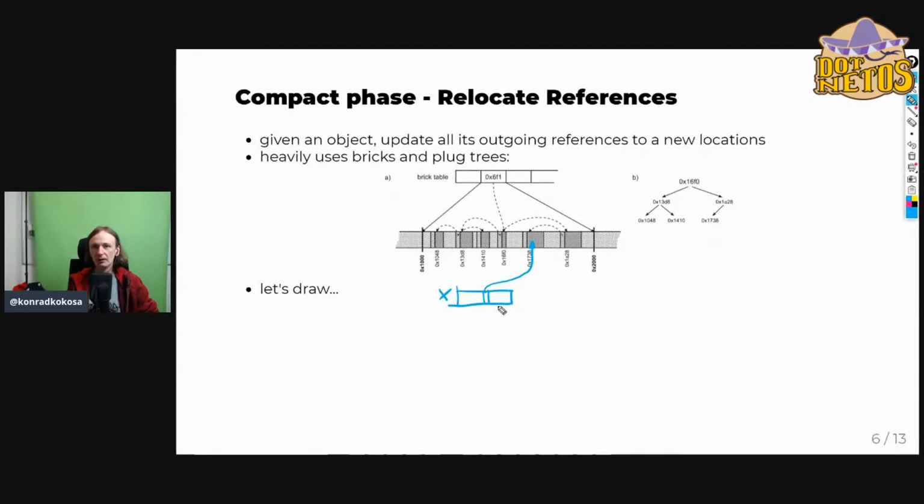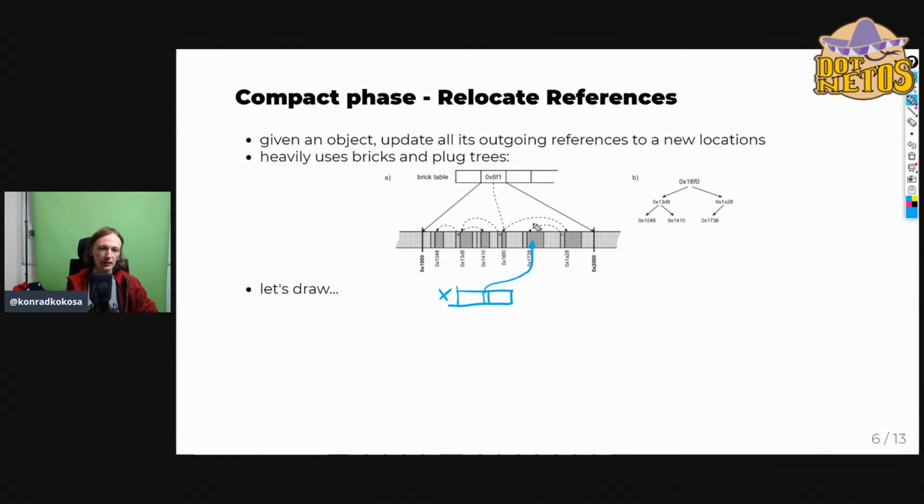Obviously JIT metadata knows where the outgoing references from objects are, so GC knows the offsets of outgoing references. So when considering this particular object, it will know that, okay, at this offset there is an outgoing reference, and because a reference in the end is just a pointer, it is pointing to this memory address. And how to calculate the future address of this reference? Obviously, we need to use the information from the brick table and plug tree.